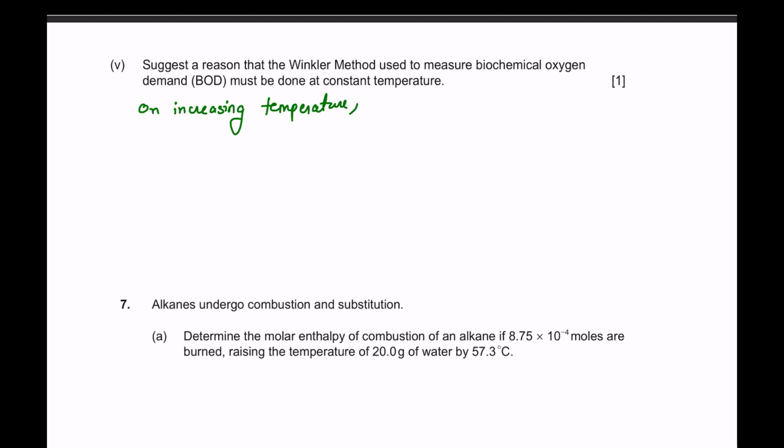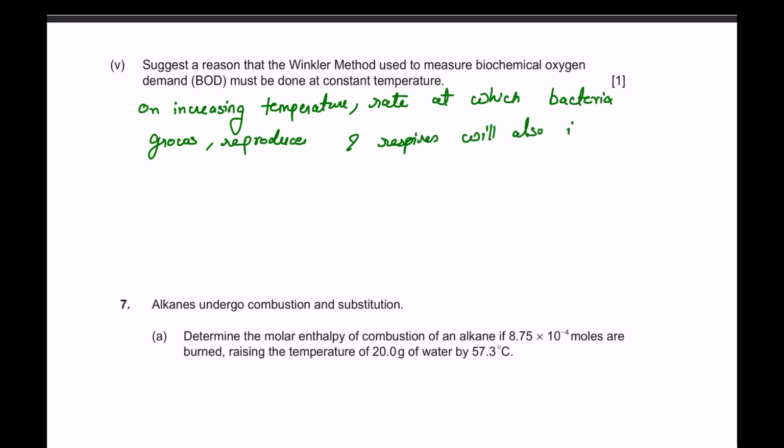So if it reproduces more, what happens? The reaction rate increases, and as a result more and more bacteria are produced, and your BOD value will change if you increase the temperature. So generally, BOD is measured at a constant temperature. So on increasing temperature, the rate at which bacteria reproduces and respires will also increase, and hence the BOD value will change.